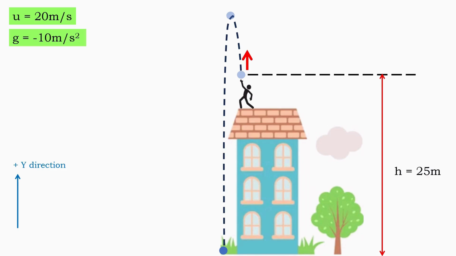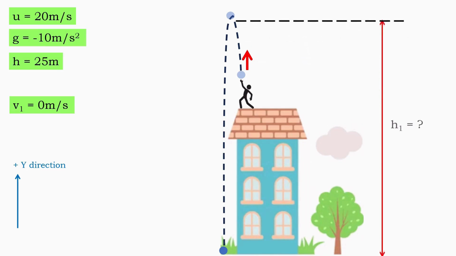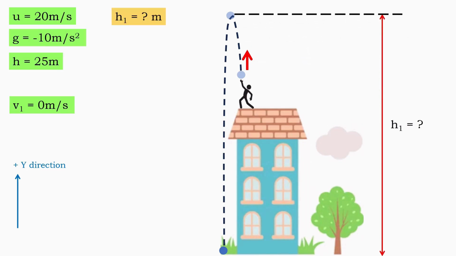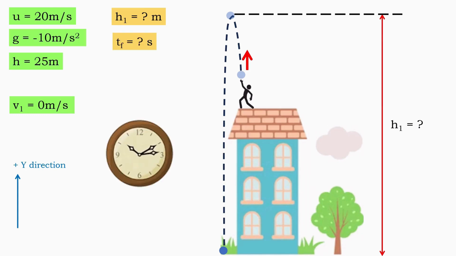The ball is thrown from a height of 25 meters above the ground. Now, when the ball reaches its highest point, it comes to rest momentarily before starting its downward journey. Therefore, the final velocity during the upward motion is 0 meters per second. Let us denote this velocity as v1, equal to 0 meters per second. Finally, we are required to find two quantities. The first is h1, which represents the maximum height of the ball above the ground. The second is tf, which represents the total time of flight of the ball from the instant it leaves the thrower's hand until it reaches the ground.